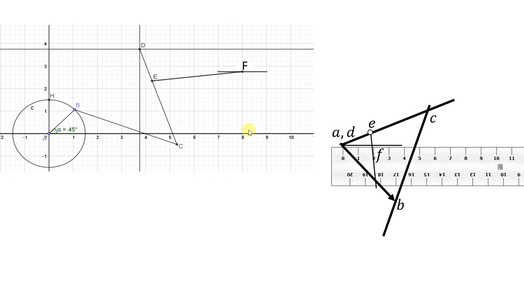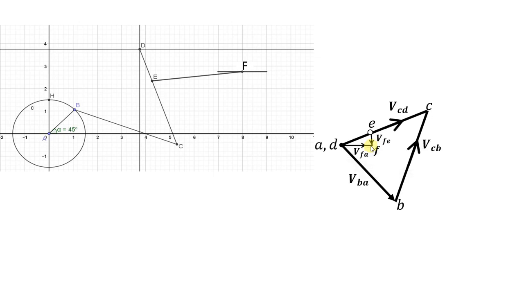Now measure this particular length. So this AF length is around 1.9. This will be required for the calculation purpose, so remember this value. So this is our vector diagram or velocity diagram. So first vector is B with respect to A, then C with respect to B, then C with respect to D, then F with respect to E, and F with respect to A. Now the arrow must be towards the point whose velocity we are finding out.